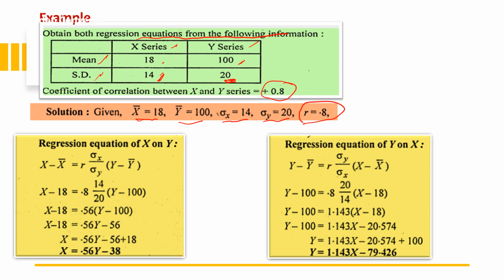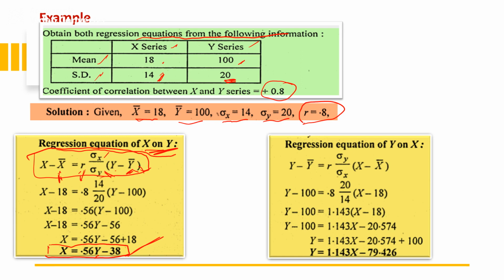So first we find the regression equation of x on y. As we know the formula, x minus x bar is equal to r sigma x upon sigma y, into y minus y bar. So substituting the values of x bar, r, sigma x, sigma y and y bar, which are given in the problem, we get an expression. On simplifying, we get x is equal to 0.56 y minus 38. So this is the regression equation of x on y.